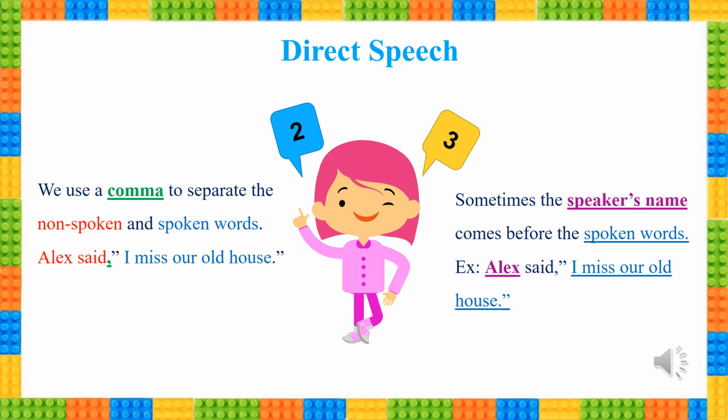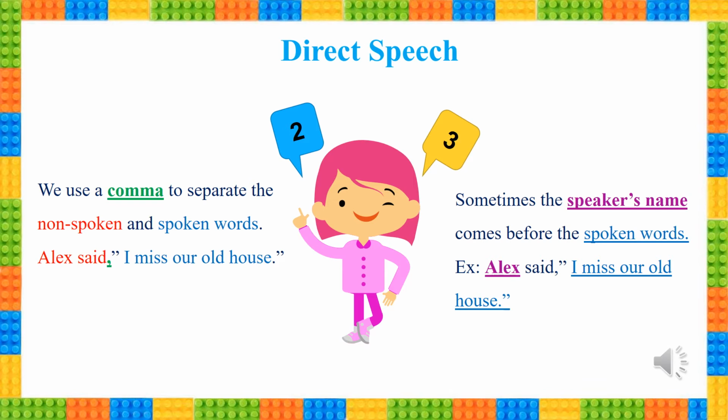Now children, focus on the highlighted areas. The comma I have highlighted in green, non-spoken words in red, and spoken words in blue. Why have I highlighted this in different colors? So that you can understand where we should put the comma to separate the non-spoken and the spoken words.